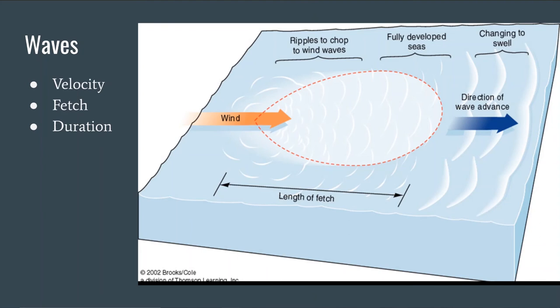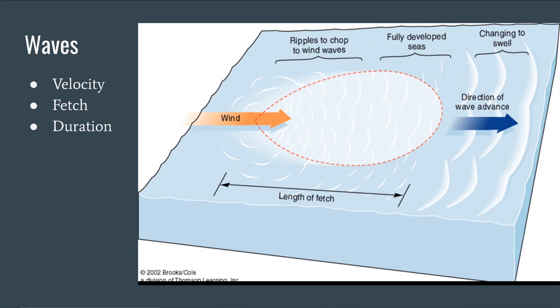The size of these waves where they're being formed out to sea, again, depends on a few different things. I mentioned them before, but now we're going to put names to them. It depends on the velocity of the wind, how fast that wind is, how much energy it has that's being transferred to the top layer of the ocean. Fetch is the second variable. Fetch is the distance over which that wind is blowing.